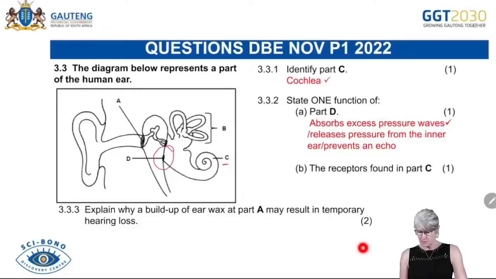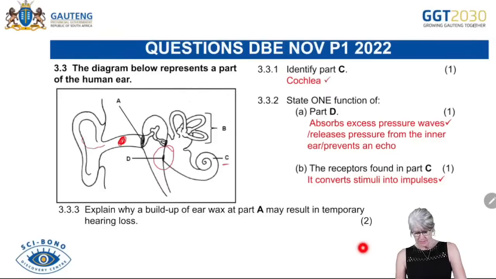Then they say state one function of the receptors found in part C. The receptors found in part C convert the stimulus into an impulse. And then they say explain why a build-up of earwax in part A may result in temporary hearing loss. So we can imagine there's earwax that builds up, and part A obviously can't function, and that may result in temporary hearing loss. So we must explain why.